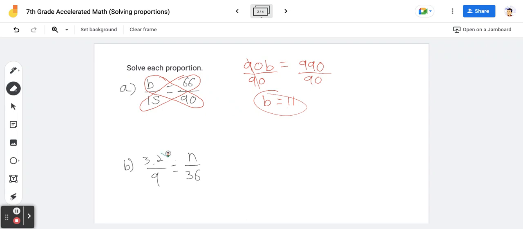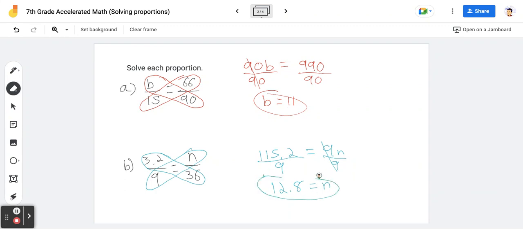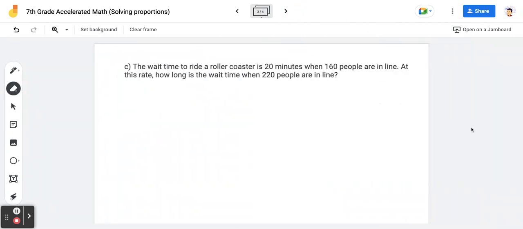Next one, same thing. We're going to use our cross product. So 3.2 times 36 is 115.2, which is equal to 9n. Okay. In order for me to solve for n, I'm going to use the inverse operations again. I'm going to divide both sides by 9. Gives me 12.8, which is equal to n. All right, let's go into a word problem.